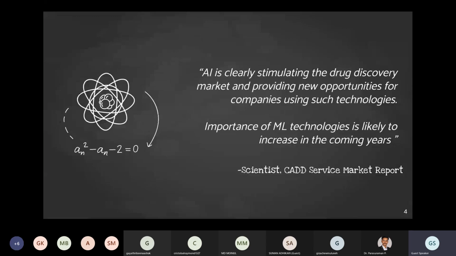Recently, a lot of CADD service market reports are coming. The only problem is, to get the full report, you have to pay more than $3,000. Of course, we need not do that. I got some sample data, which is again anonymized from the web, which I'll be using today. AI is clearly stimulating the drug discovery market and providing new opportunities for companies using such technologies. The importance of machine learning technologies is likely to increase in the coming years.